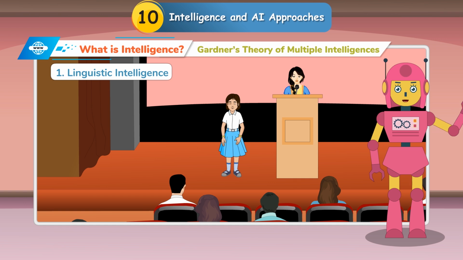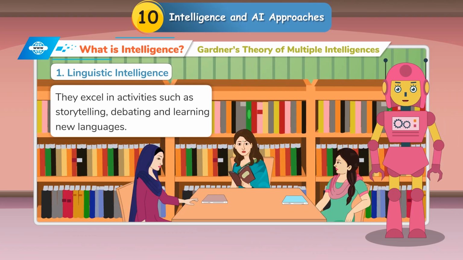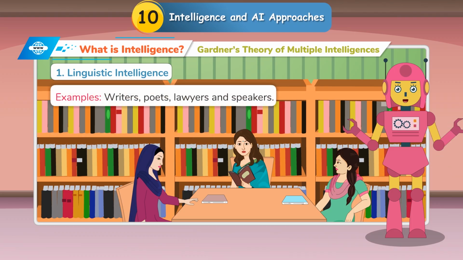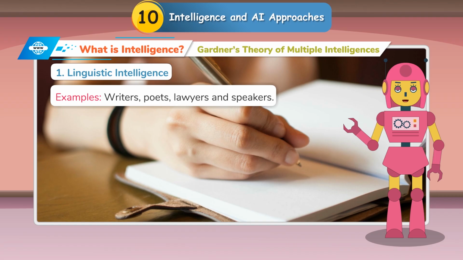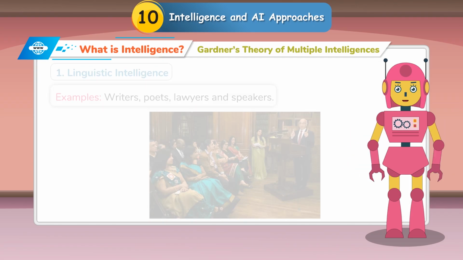1. Linguistic intelligence. This type of intelligence involves the ability to understand and use language effectively. People with high linguistic intelligence are good at reading, writing, and speaking. They excel in activities such as storytelling, debating, and learning new languages. Examples: writers, poets, lawyers, and speakers.